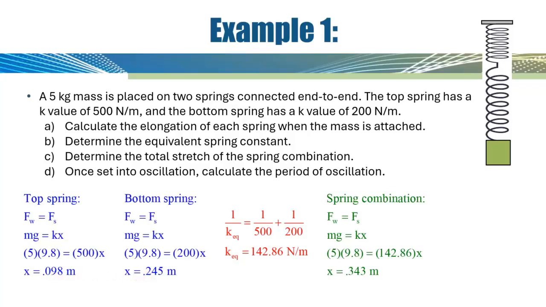And then lastly, letter D says once it's set into oscillation, calculate the period of motion. I can also use any of the other equations that we have for simple harmonic motion, and for the k value, when I have a combination, I just make sure that I plug in the k_eq value. So if we want to know what the period is, 2 pi square root of m over k, we're adding a mass of 5. We put the k_eq in of 142.86, and we find out that this spring combination will oscillate with a period of 1.18 seconds.